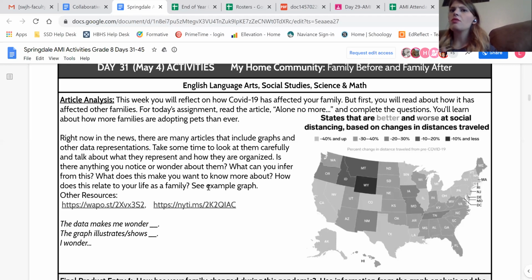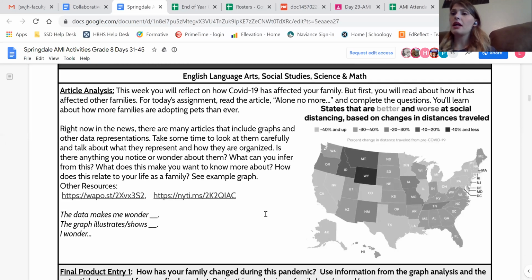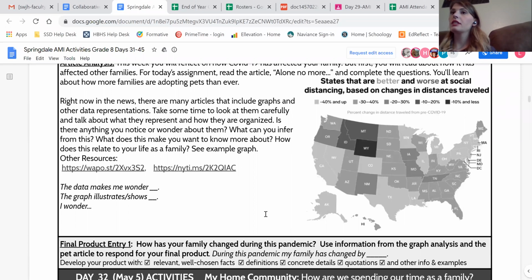So is there anything that you want to learn from this graph? Is there anything that you notice or wonder about them? I wonder why Wyoming has traveled so much. There has been less of a change in the distances traveled. I wonder if they are choosing to travel less, or if they didn't travel very much in the first place. Those are some questions that you can ask. What does it make you want to know more about? Maybe you could wonder if these states who have social distanced more are actually seeing an increase or decrease in cases of COVID-19. So you've got a lot to look at there and a lot to wonder about, and I want you to answer those questions and enter it into your final product.